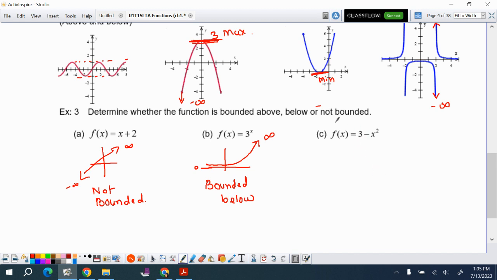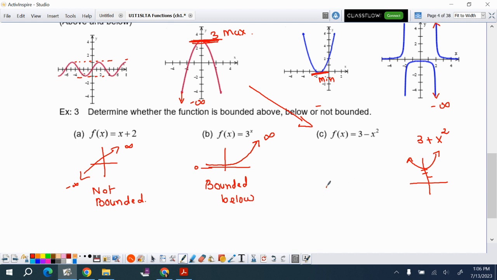Now 3 minus x squared, in fact, this is the same graph as here. So I'm going to look at another example. This is the same, bounded above. What happens if it is 3 plus x squared, which would be 3 units up? You can say that that's bounded below.